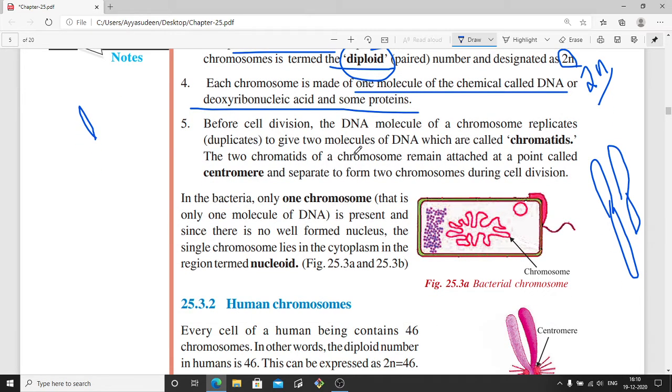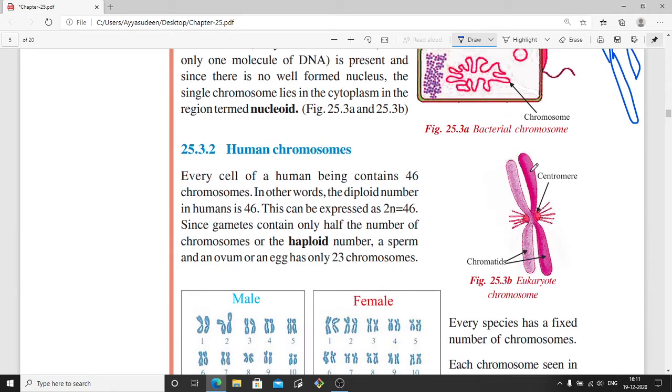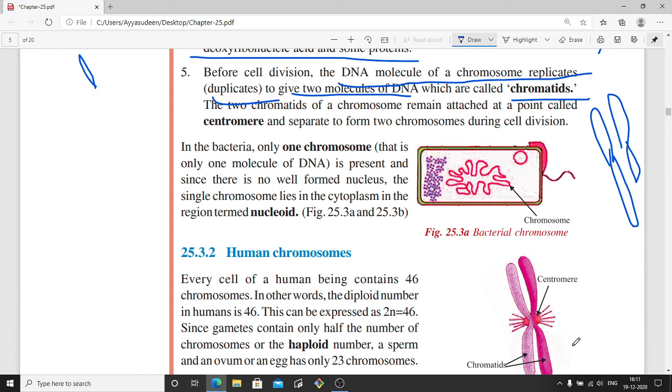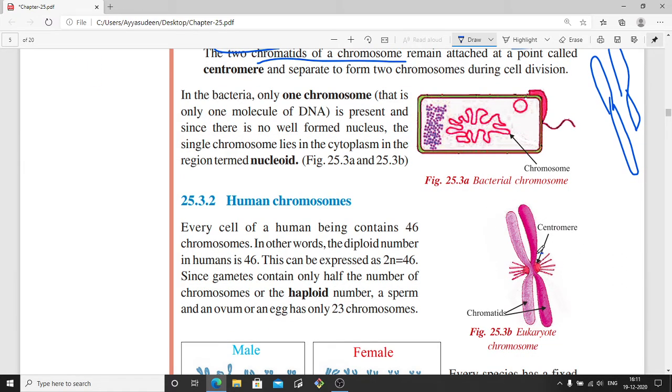Before cell division, the DNA molecule of a chromosome replicates. Replicate means it multiplies, that is, duplicates to give two molecules of DNA, which are called chromatids. So it multiplies before the division because it has to go from the original cell to the new cell during cell division. These two chromatids of a chromosome remain attached at a point called the centromere.